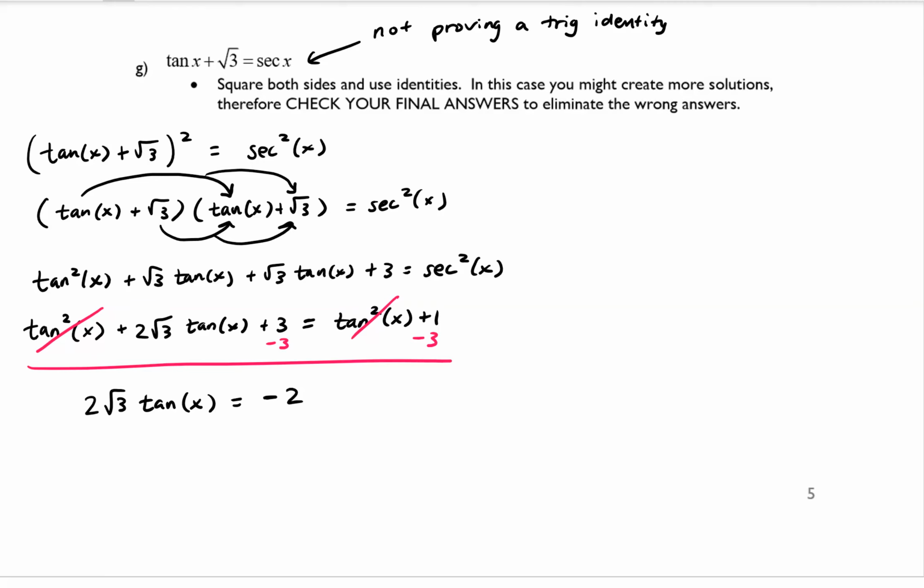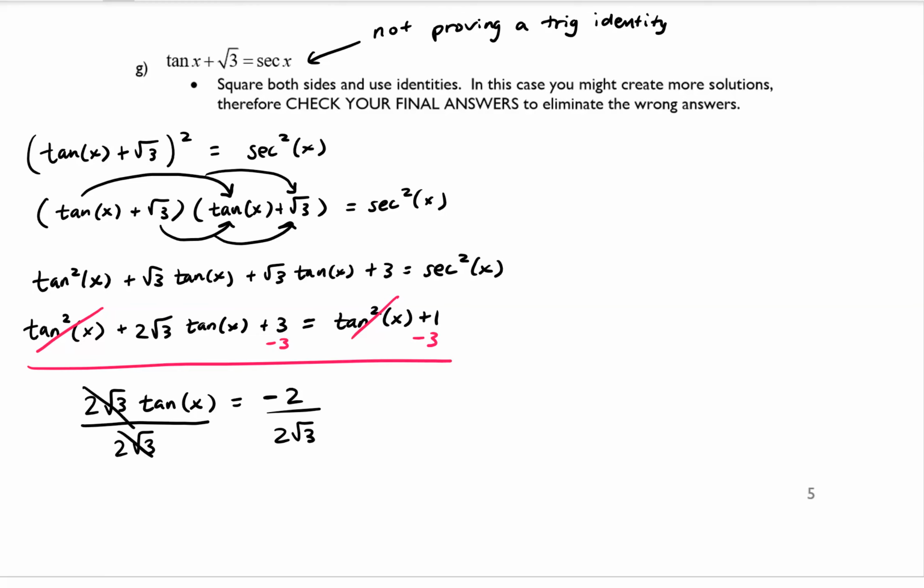Solving an equation, you can work with both sides of the equation. When you're doing a trig proof, you want to only start off with one side of the equation and then manipulate it so that it looks like the other side. And that is a very important difference. So back to this example, I now want to divide both sides by 2 times the square root of 3.